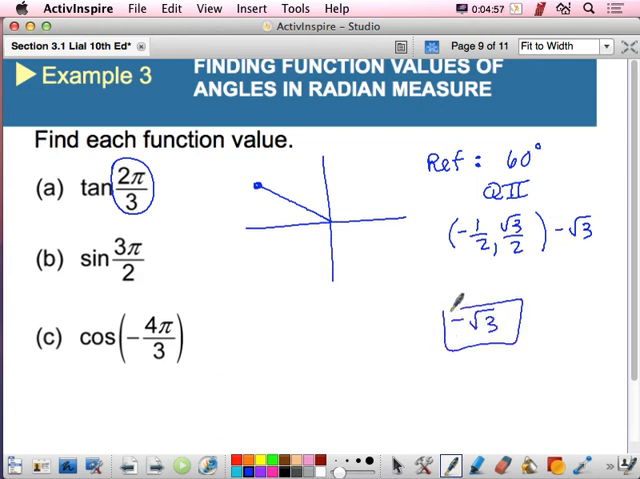I prefer that method, but if you're not fully comfortable with it, or if you ever get stuck or you're unsure, just convert it to degrees and then go from there. But you can see that we get the same thing, and it's basically the same process.